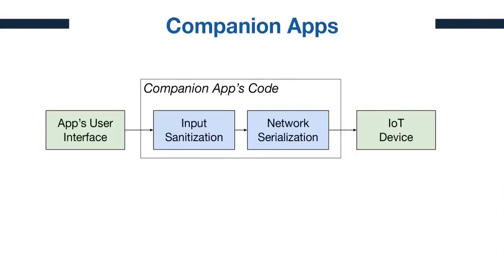But if we look at companion apps, they usually have two phases. The first phase is input sanitization, where they sanitize all the inputs that the app user interface provides in order to drop any invalid inputs. And finally, all the valid inputs are packed into the format expected by the IoT device by the network serialization component. UI level fuzzing tries to fuzz the IoT device by hooking at the beginning of the app, at the layer which directly consumes the data from the UI elements. And network fuzzing works at the other extreme, where it directly sends data to the IoT device.